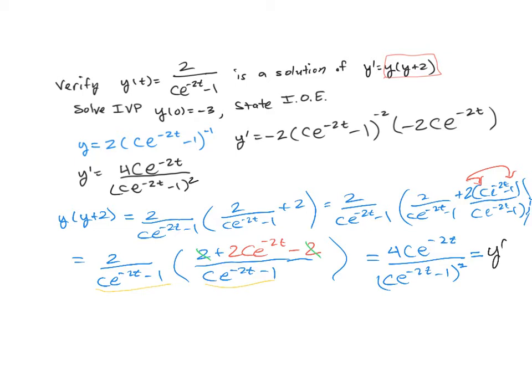So we've shown that y times y plus 2 is equal to y prime. And therefore, we now have verified our differential equation. Very, very simple to do. Just have to make sure you're very careful with your calculus and your algebra. For the next video, we'll go through and solve the initial value problem, and then we'll state the interval of existence.